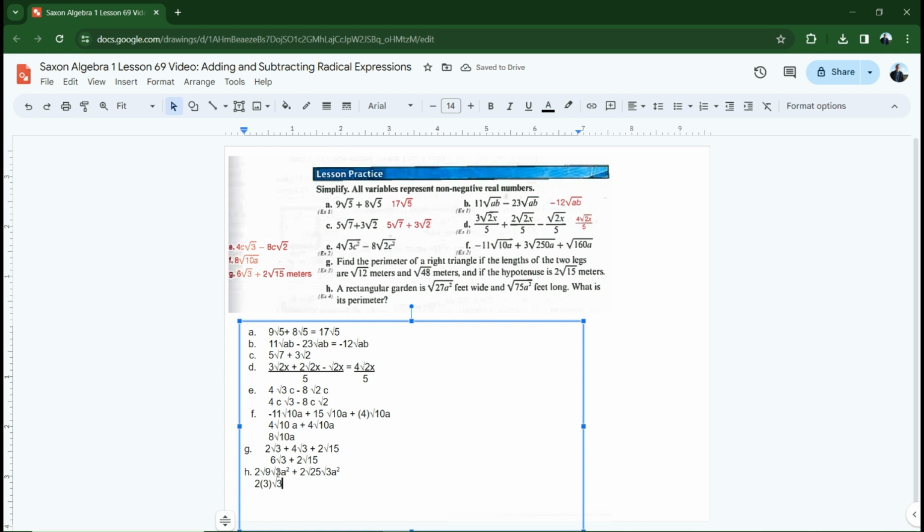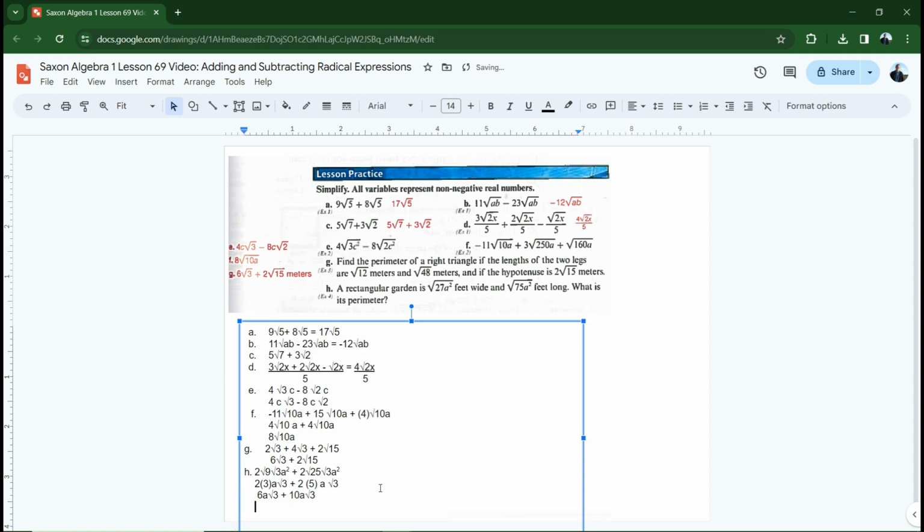It's the square root of 3a squared. The square root of a squared can be brought out front too, because it's just going to bring out an a instead of a squared. All right, plus 2 times, well, the square root of 25 is 5, times a again, because this a is going to have its square root taken, times the square root of 3. Okay, so this simplifies even further. It becomes 6a square root of 3 plus 10a square root of 3.